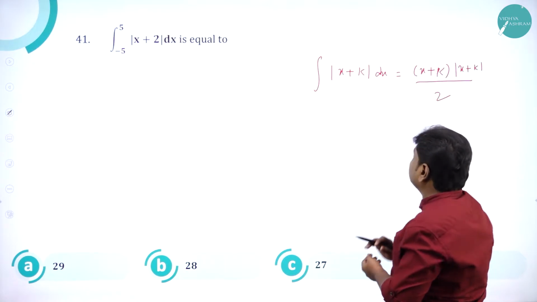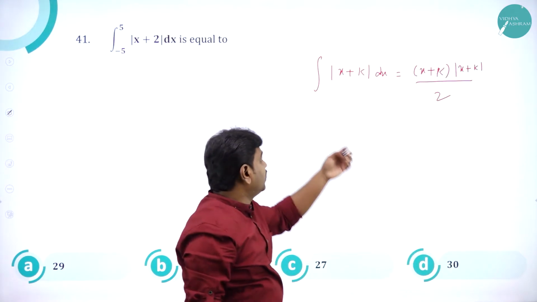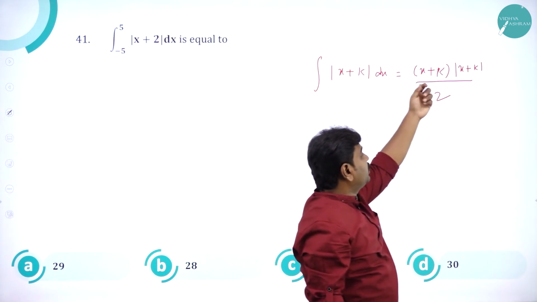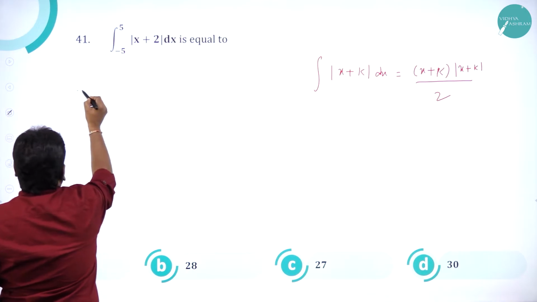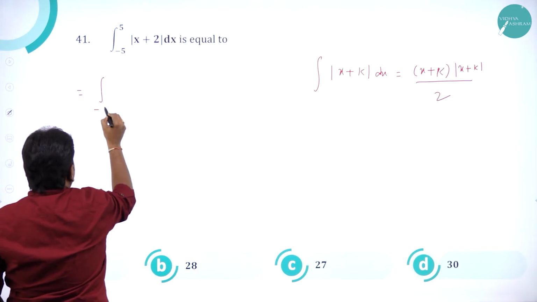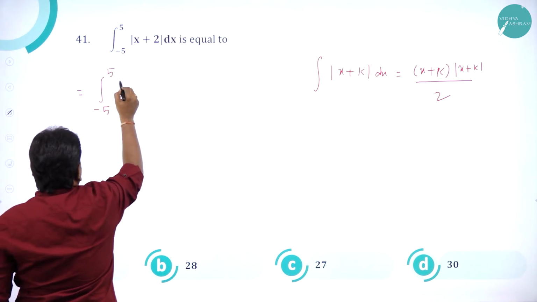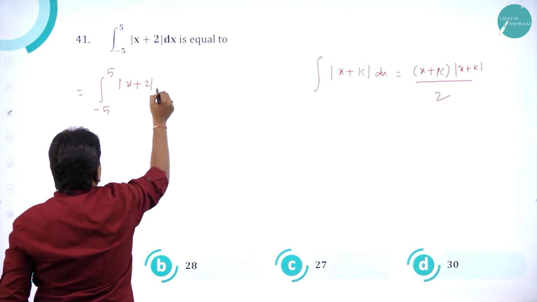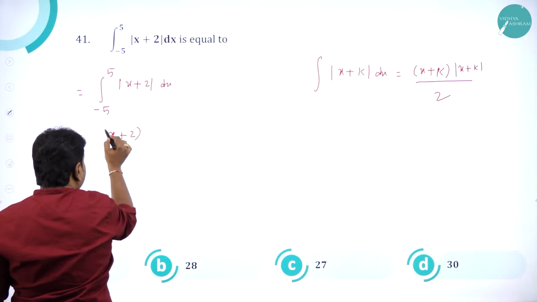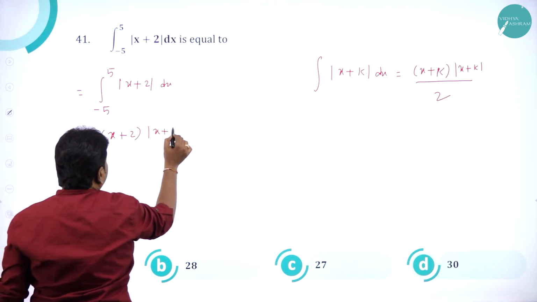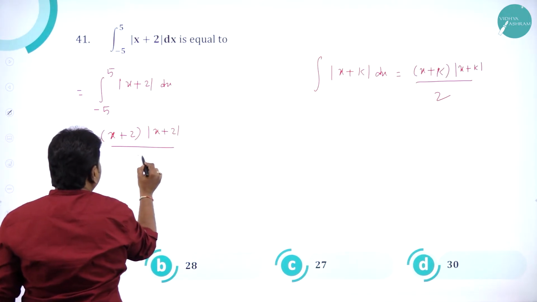This makes your process faster. What is integral of mod of x plus k? X plus k into mod x plus k by 2. So no need to split it. So directly I can write this as integral of minus 5 to 5 mod of x plus 2 dx can be simplified as, I'll write it as x plus 2 into mod of x plus 2 by 2.